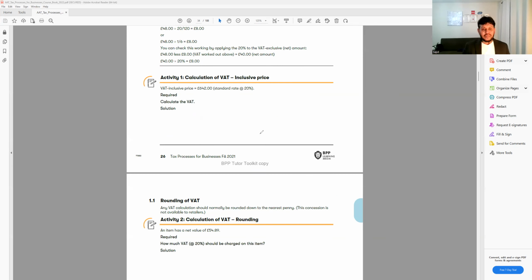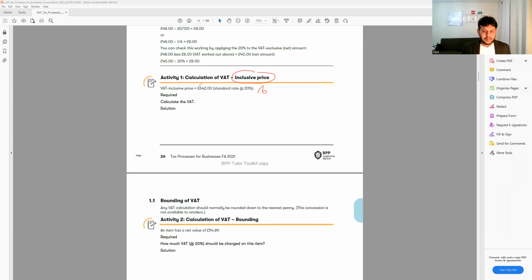The first one says inclusive price. Remember that as soon as the question says VAT is included, you always divide by 6. VAT is inclusive, divide by 6. Divide by 6 means 20 over 120, so to make it simple, we divide by 6. You have learned this on your level 2 as well, how to find the inclusive VAT. But always remember, inclusive VAT means divide by 6.